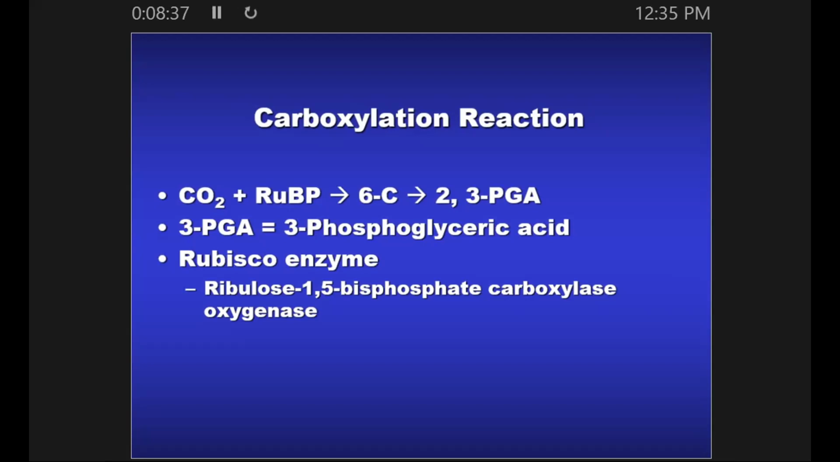Unfortunately, it can also act as an oxygenase enzyme, which means instead of CO2, it will allow oxygen to come into its active site. And if oxygen reacts with RUBP, it's a different ballgame that we have to think about. We'll talk about that. But first, we're just going to focus on when Rubisco is acting as a carboxylase enzyme. This enzyme, by the way, is the most abundant protein on the planet. There's more organisms and more copies of Rubisco out there than any other enzyme.